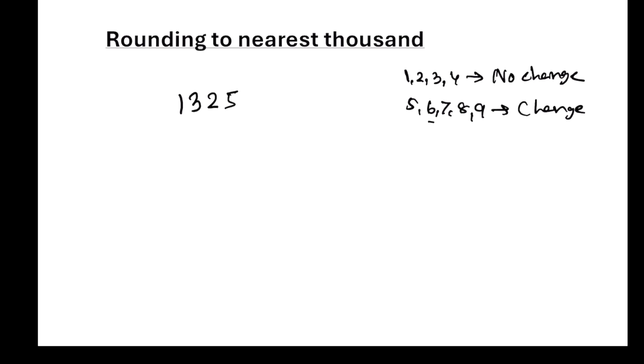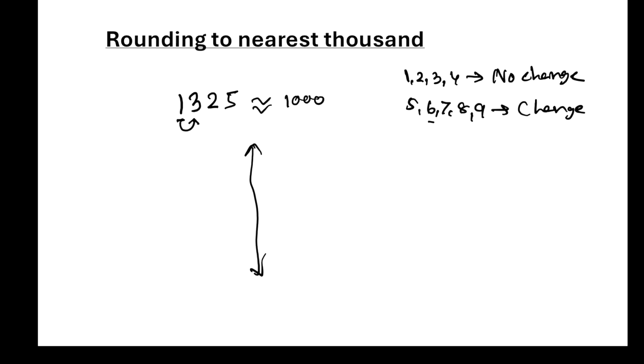Let's take another example. 1,325. Step 1. First, figure out what is the thousands digit, which is 1. Look at the previous digit, which is the hundreds place digit. 3. There will be no change. So the nearest thousand will be 1,000.